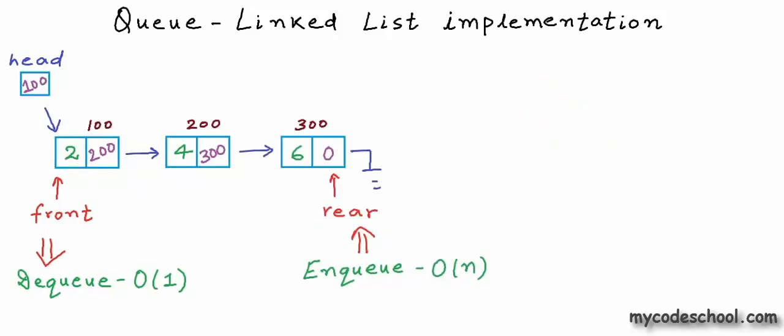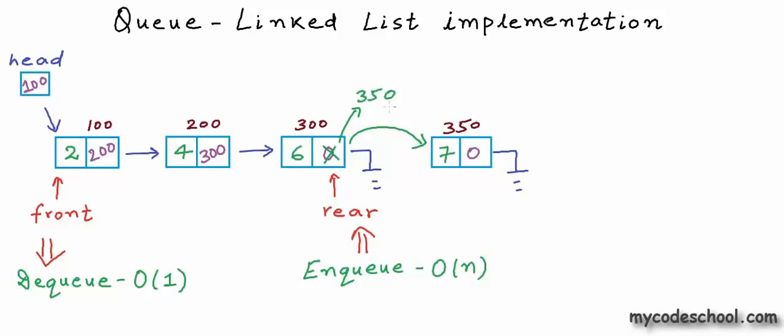To insert at the rear end, what we will have to do is first create a node. We have a new node here. Let's say I've got this node at address 350 and the integer that I want to enqueue is 7. The address part of this node can be set as null. Now we need to build this link. We need to set the address part of the last node as the address of this newly created node.